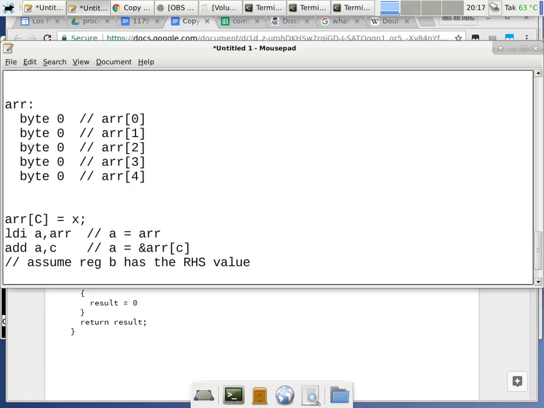There are only two instructions that can use a register as a pointer. One is LD for load, the other one is ST for store. So which one do we use here? Are we loading or are we storing? We are storing. So that means that ST A, comma B is going to get the job done.